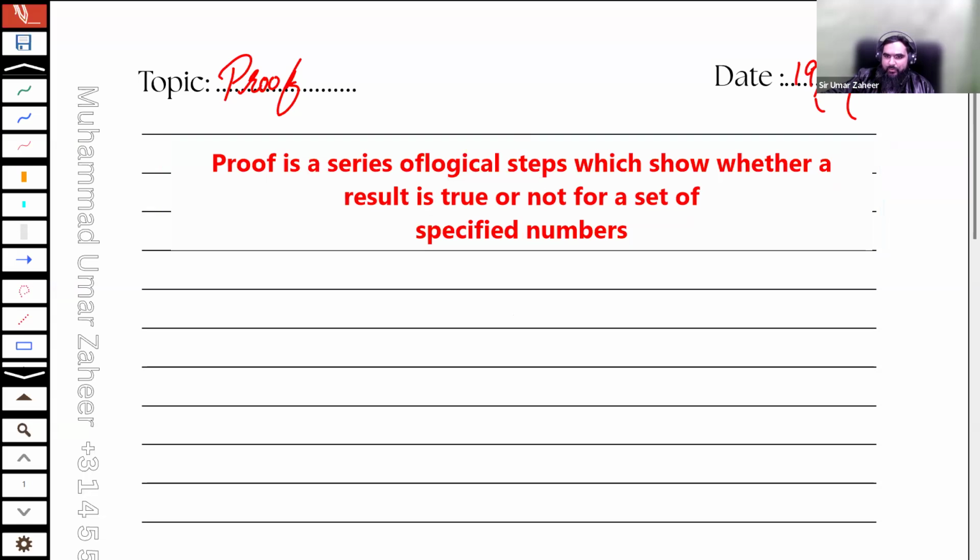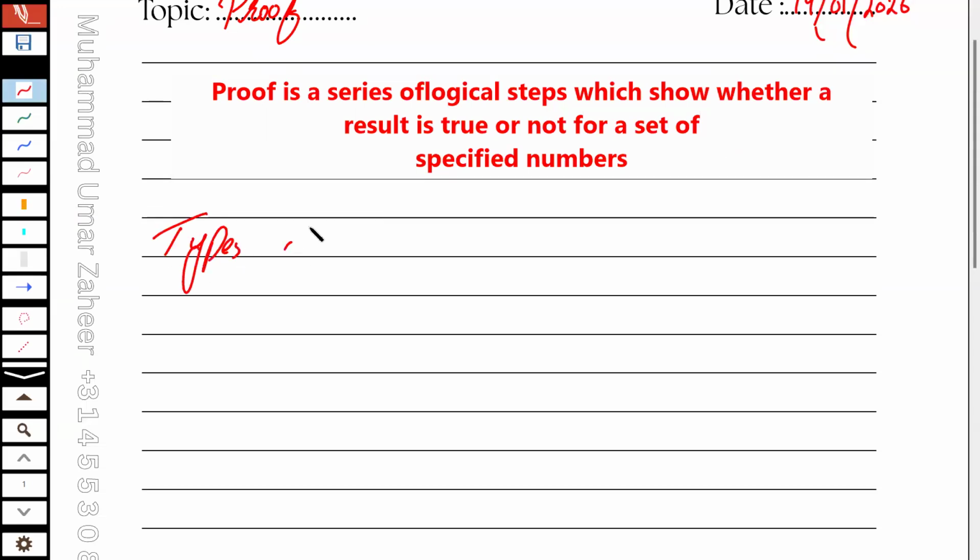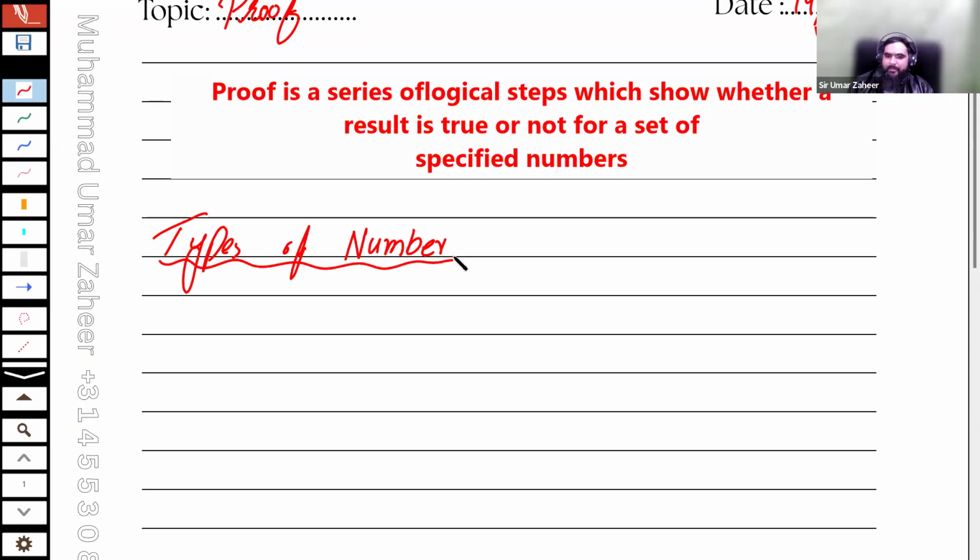Okay, before we go for this one, we need to recall some basic things, and that is about the different types of numbers, as well as some notations that we are going to use specifically for the proofs, right? So, yes, you already did this in your IGCSE. How many types of numbers do we have? Prime and non-prime. Prime and non-prime, okay.